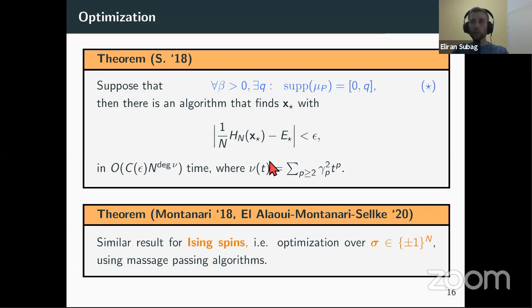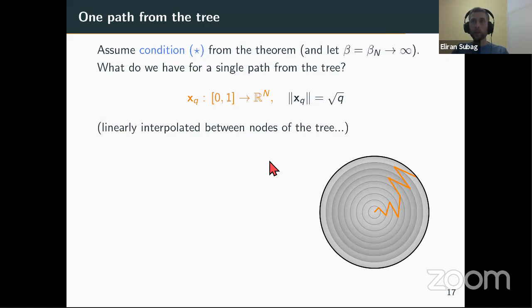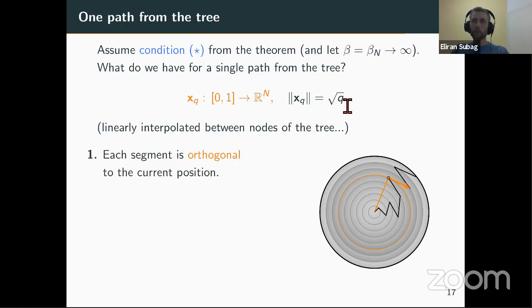Okay, so before I show the algorithm, I want to tell you how you obtain this algorithm, what the idea is. I'm going to assume this condition, and technically I'm going to take beta to infinity. What I want to do is look at only one path from the tree. The tree is discrete, so I'm going to interpolate this path linearly between the points, and I will parameterize this path so that at time q, the point is at radius square root q. Now I'm just going to tell you about two properties inherited from the tree. The first one is this orthogonality property. Specifically, each of those segments is orthogonal to the current position, because the current position is the sum of all the previous segments, and all those segments are orthogonal. So in particular, any segment is orthogonal to the current position.